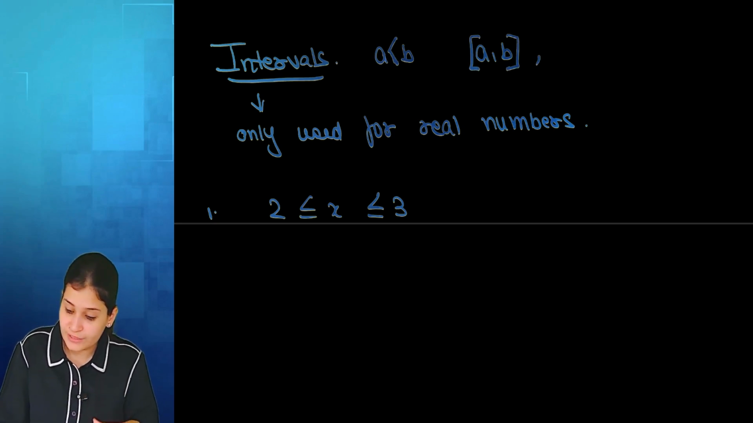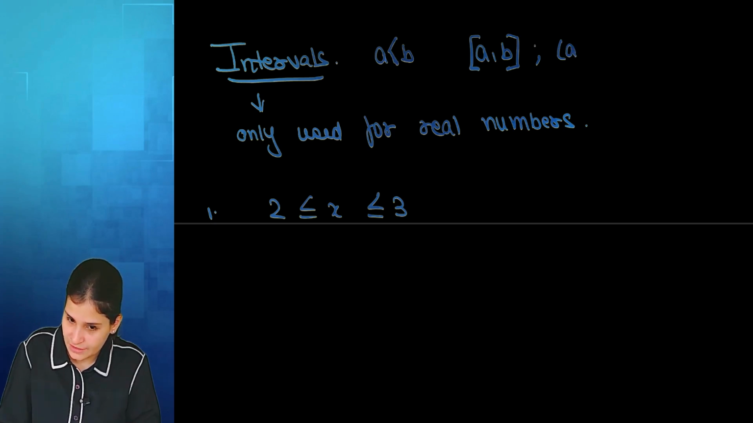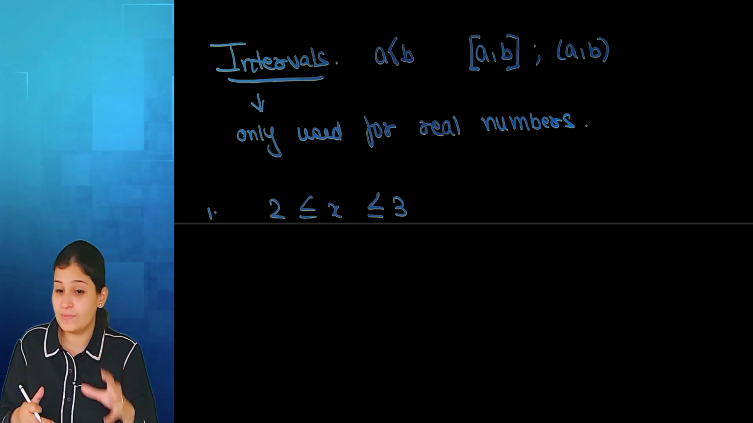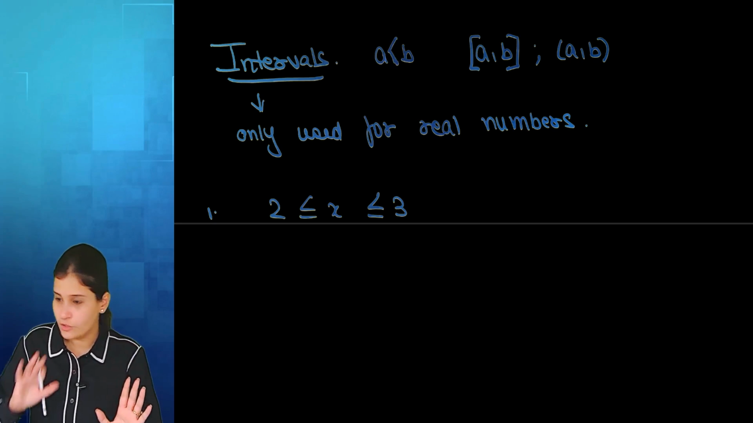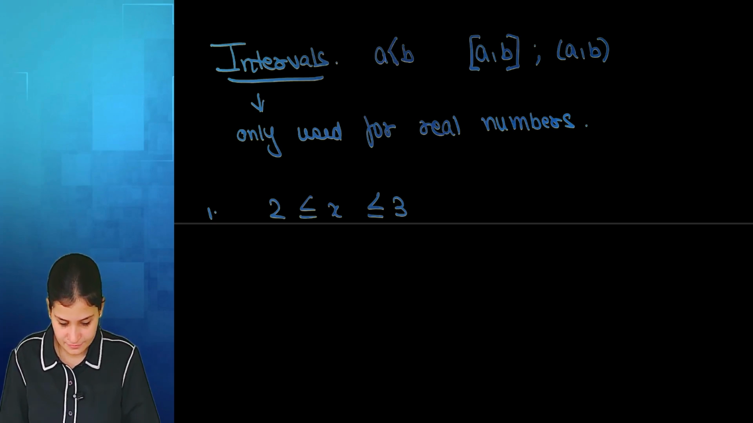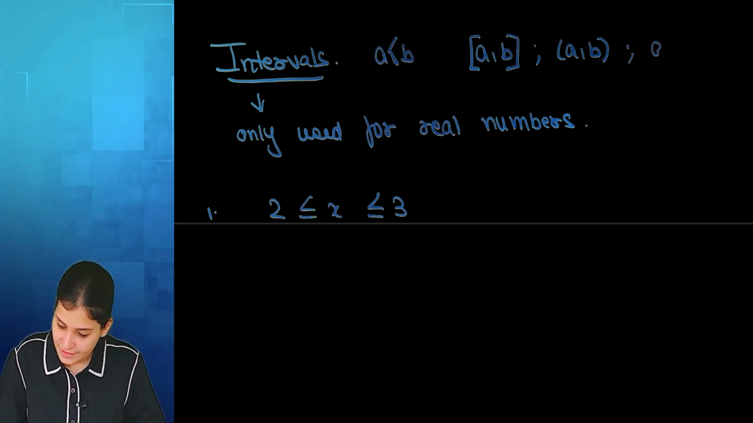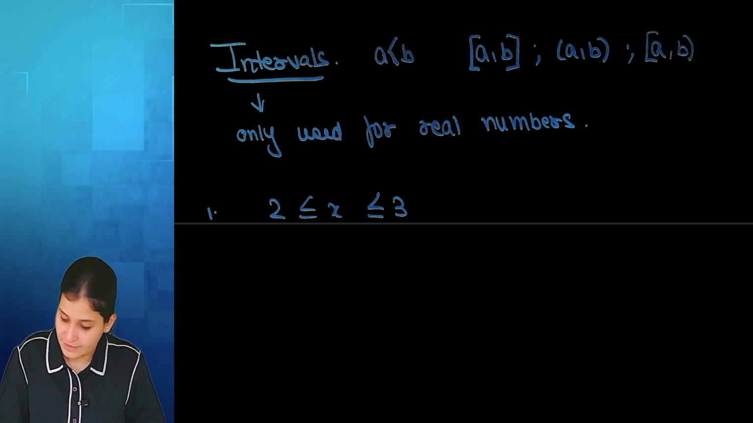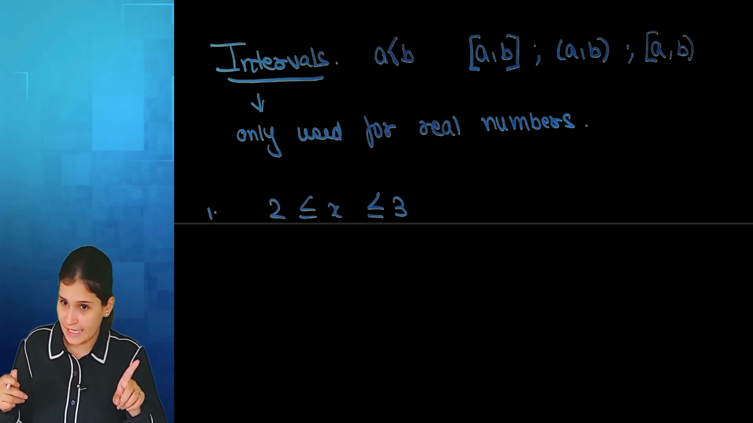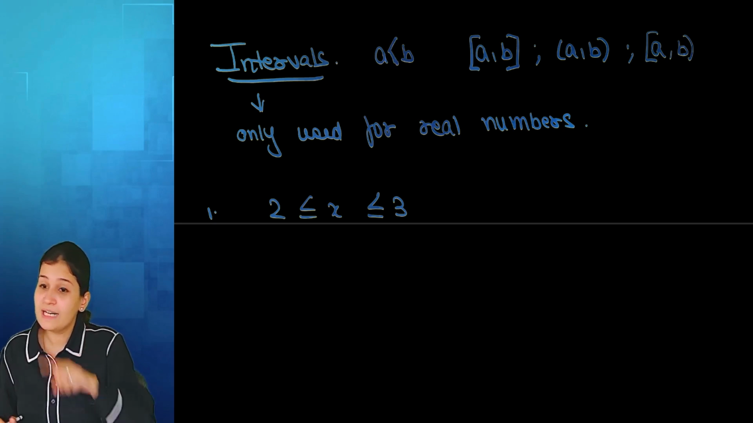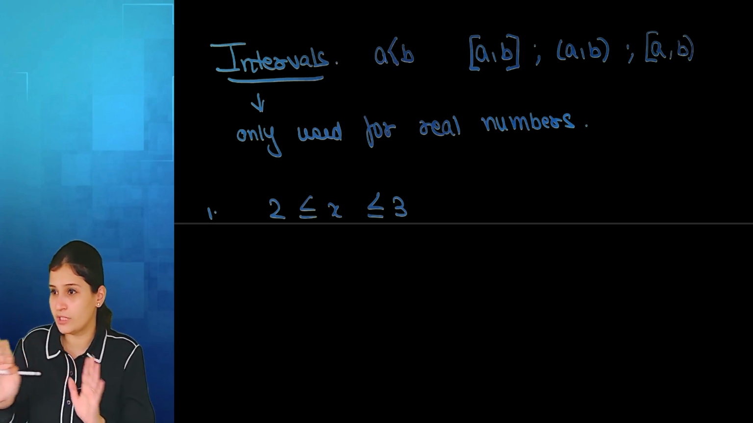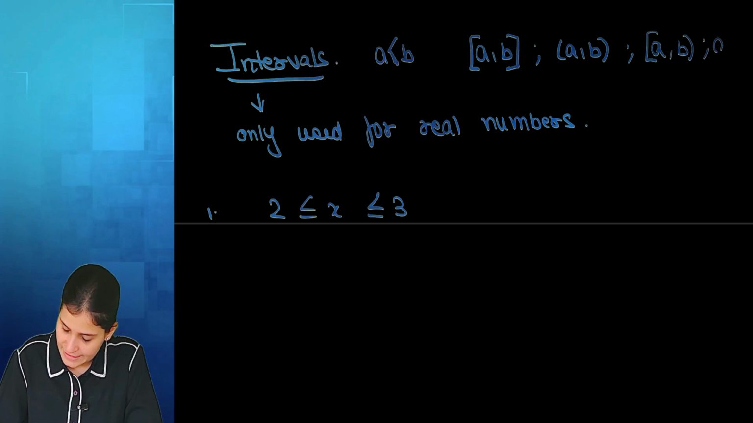If you don't want to take any of them, it is a comma b with round brackets, an open interval. You are taking only the elements between a and b. You are not taking a, you are not taking b. Then a square bracket, b round bracket: between all the numbers I'm also taking a, but I'm not taking b. Wherever I write a square bracket, I'm taking that number. If I'm writing a round bracket, I'm not taking that number.